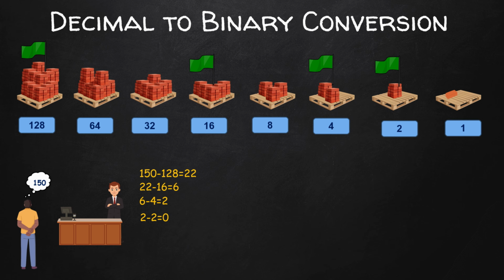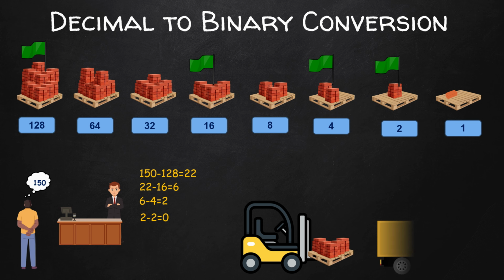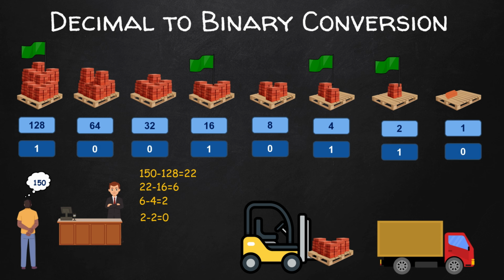So Bob came here, and wherever the green flag is available, Bob marked it 1, and wherever there is no green flag, Bob marked it 0. He collected only the groups which have a value of 1 and loaded them into the truck. So here we get the value 100101110, and that is the binary conversion of the decimal value 150.